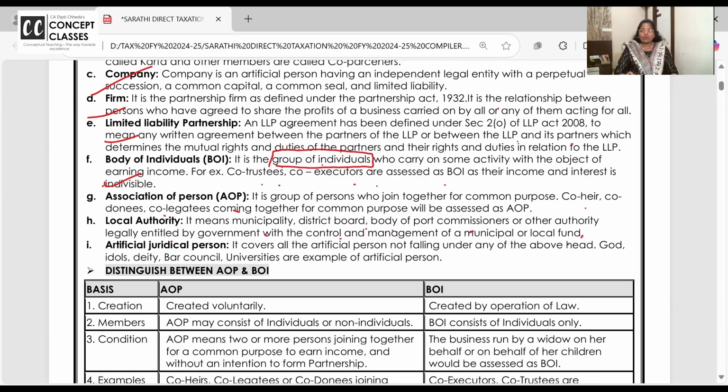Artificial juridical person. So much money the state government collects in the form of stamp duty. Stamp duty even today is with the state. For property sold by A to B, they have to pay. So all that goes here. Artificial juridical person covers all artificial persons not falling elsewhere: God, idols, deity, bar council, universities. All are examples of AJP.